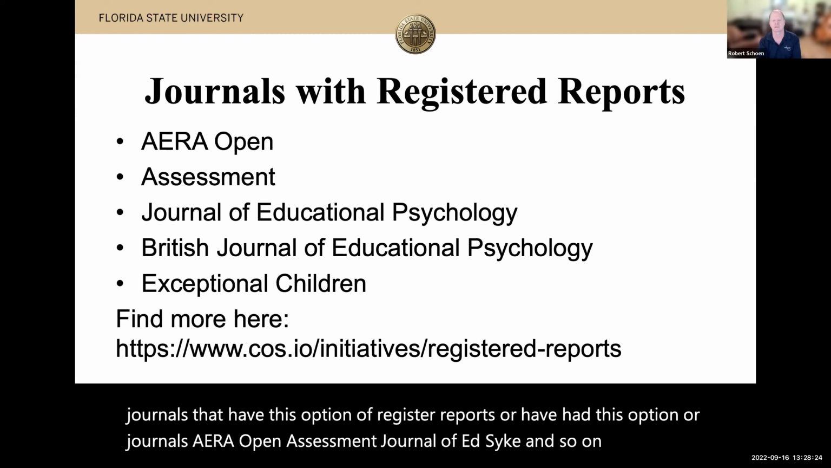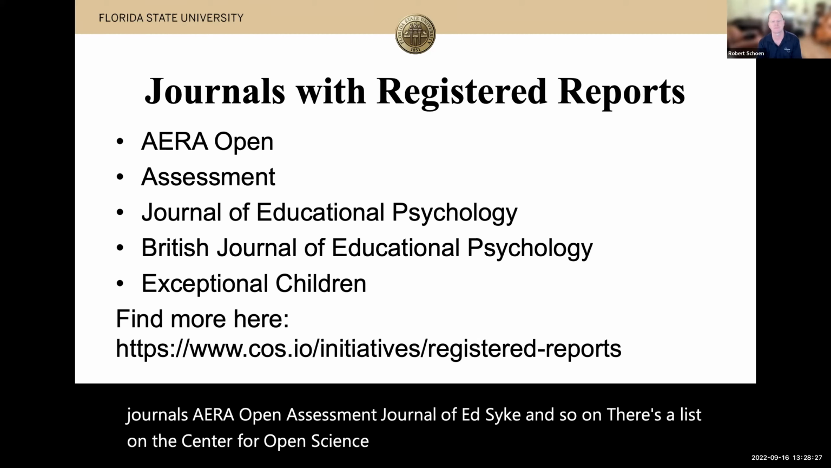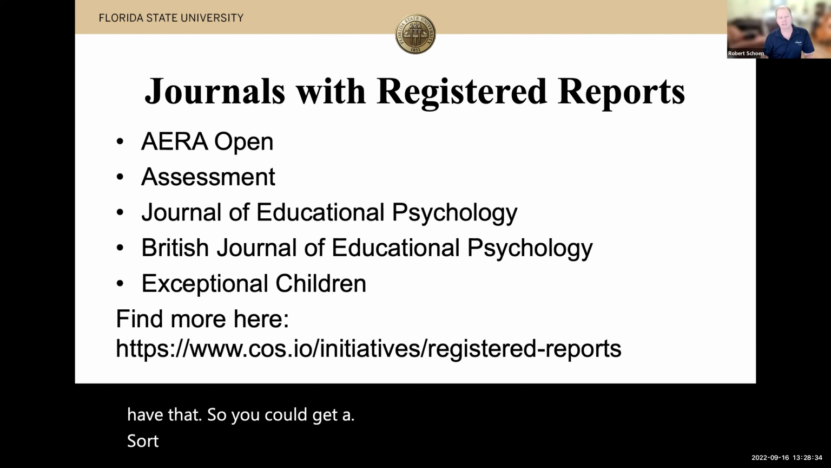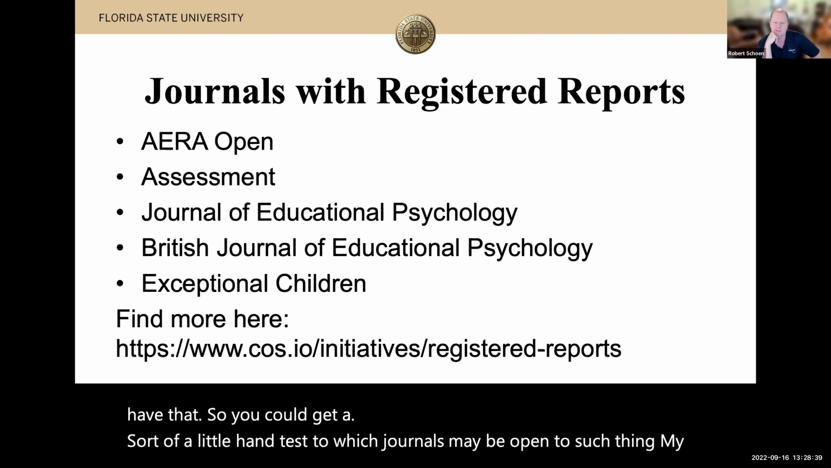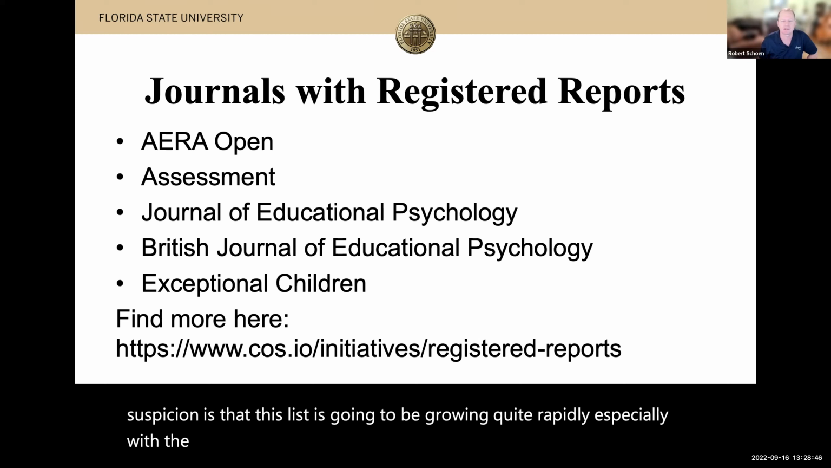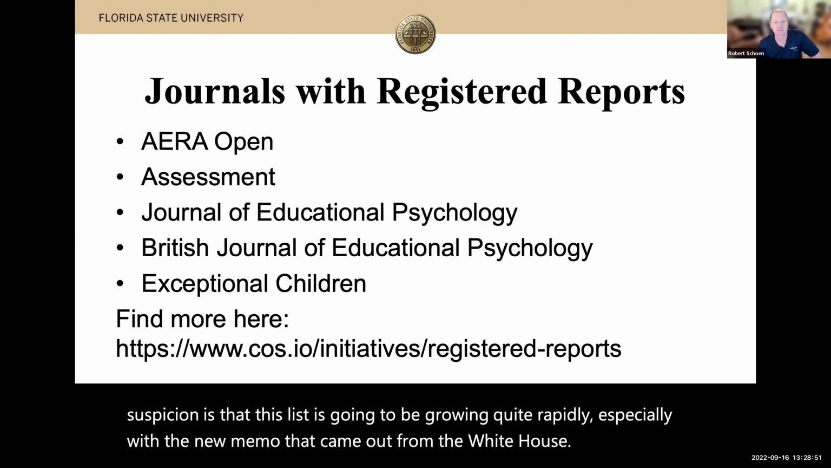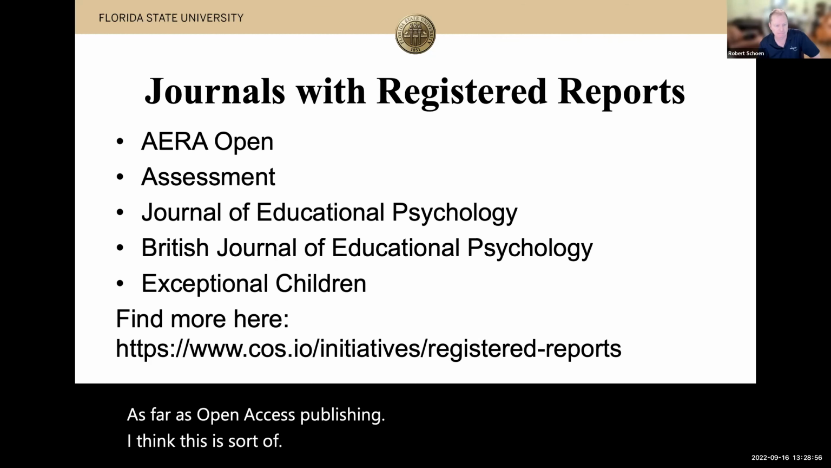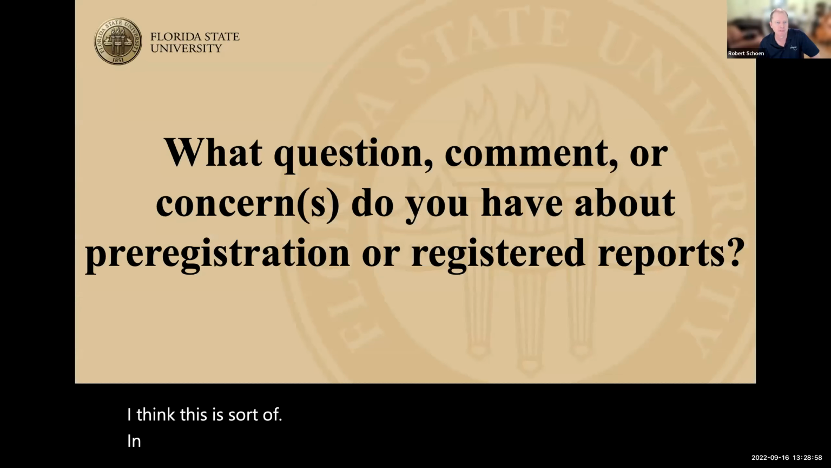There's a list on the Center for Open Science website of some journals that may have that, so you could get a little hint as to which journals may be open to such a thing. My suspicion is that this list is going to be growing quite rapidly, especially with the new memo that came out from the White House as far as open access publishing. I think this is sort of in the same theme.